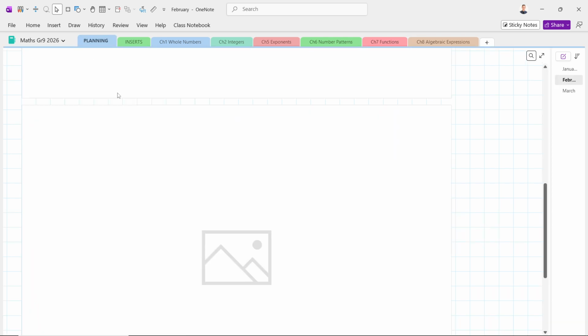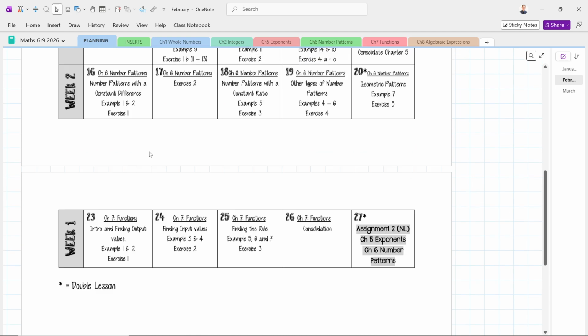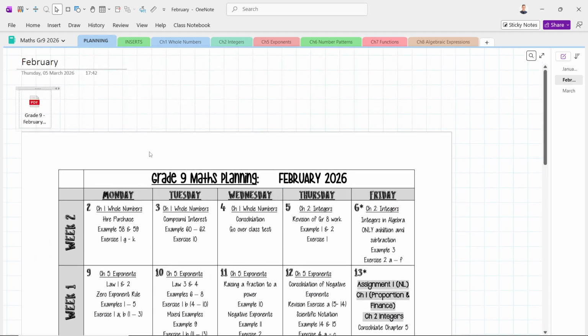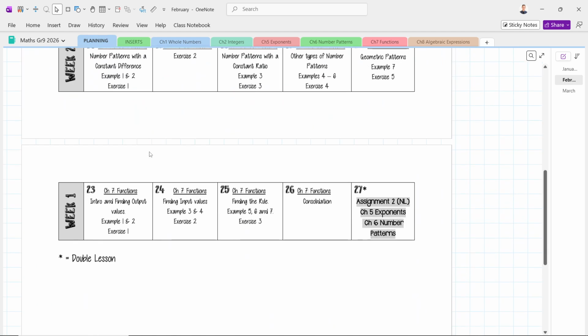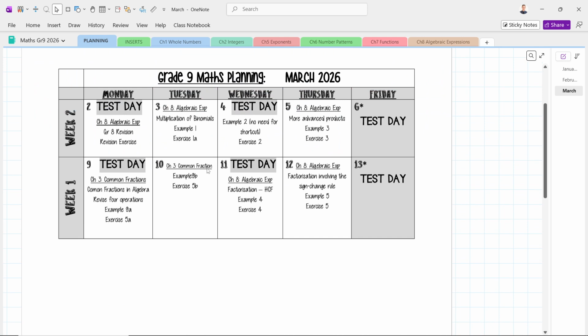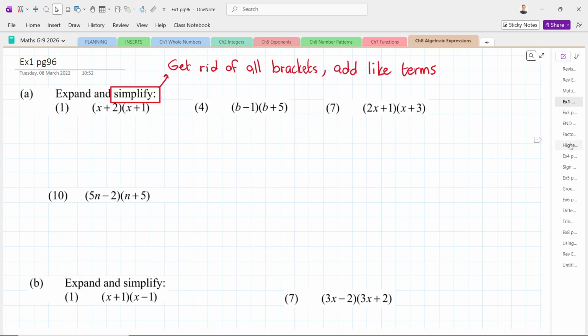And let me just see something quickly. Functions. Why is this only up to February? I need to find March and see if we have. Oh, there's March. Perfect. More advanced products, and then we go to fractions, and then we come back to factorization. That's silly.